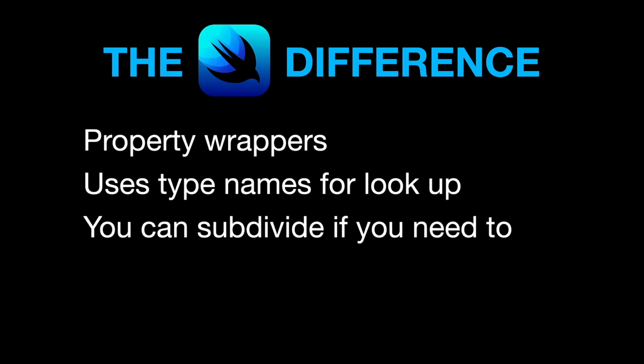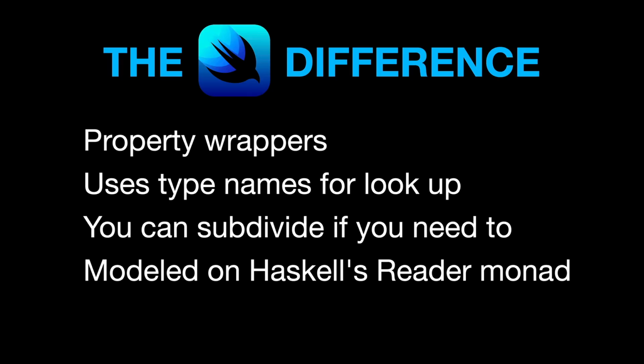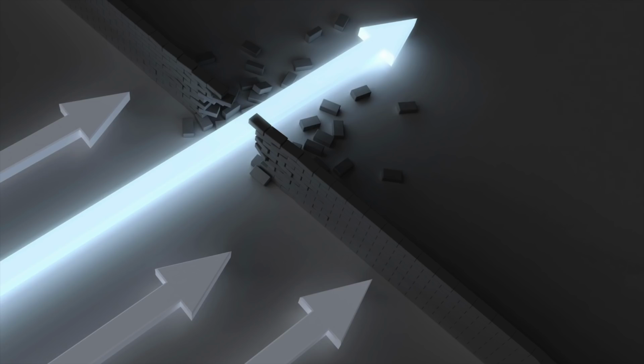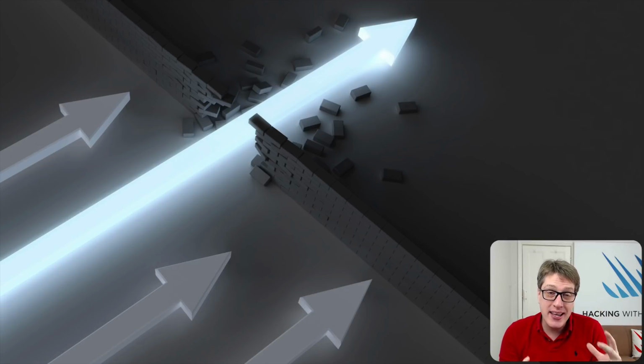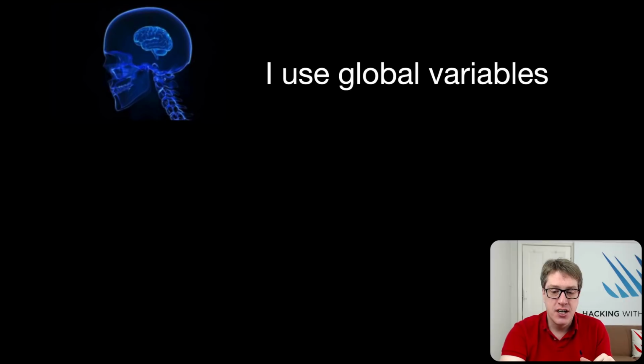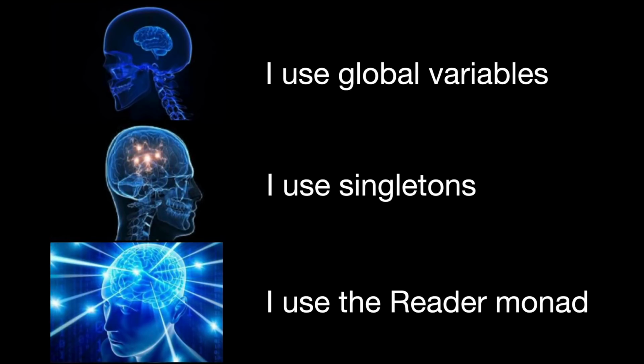You can say, here's my environment, here's my child's environment with more things, and my grandchild's environment with even more things, and so forth. And if all this sounds familiar to you, there's a good chance you've been using Haskell. This is modeled on Haskell's reader monad. So the end result, we've solved our problem of sharing data, and we get great data access in our app. It's really, really nice. Even better, you've gone from saying, I use global variables, to I use singletons, to I use the reader monad. True galaxy brain stuff.